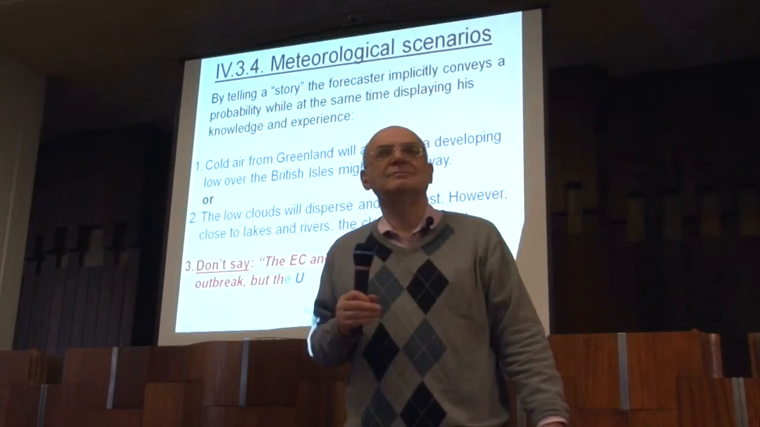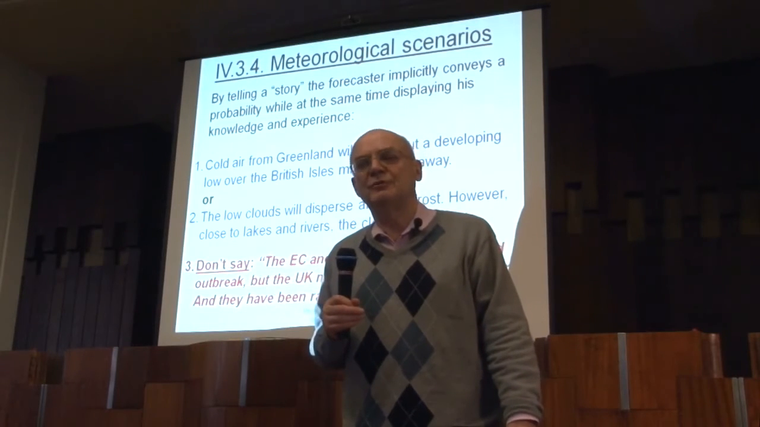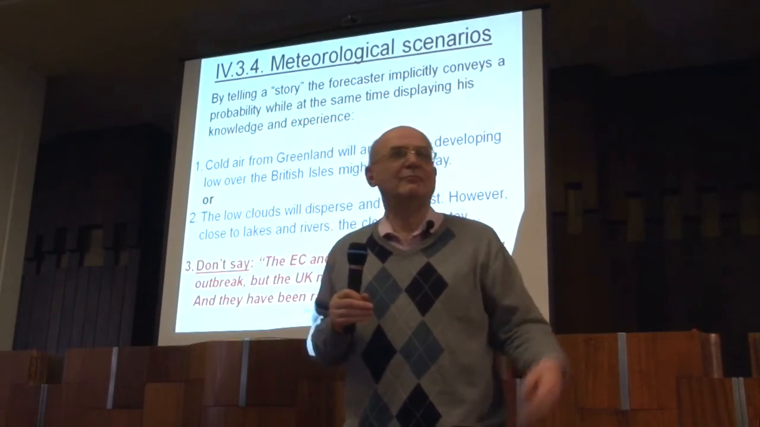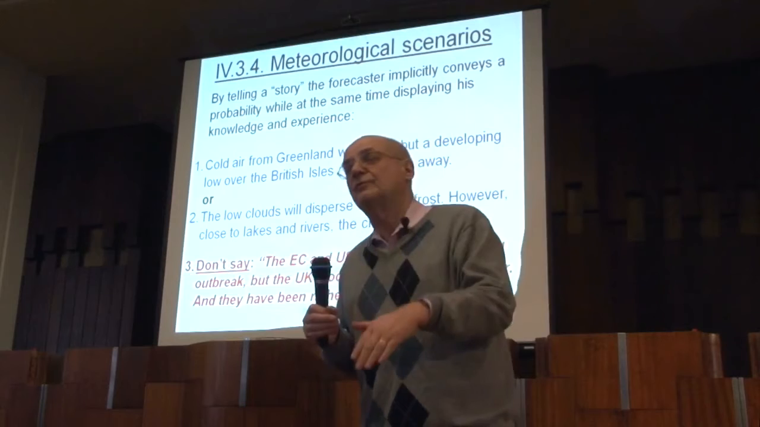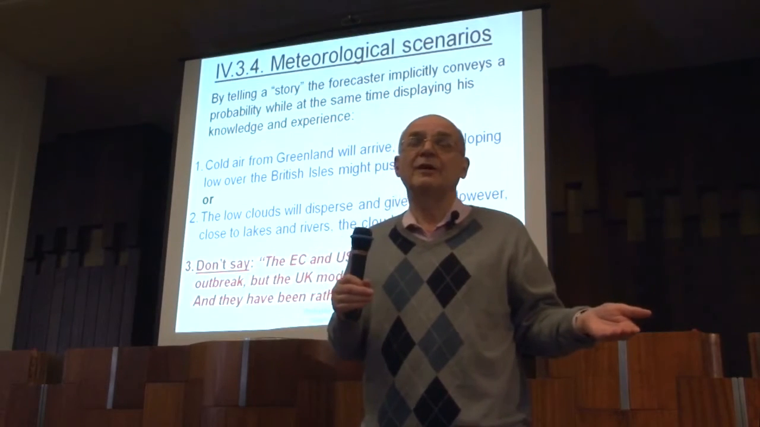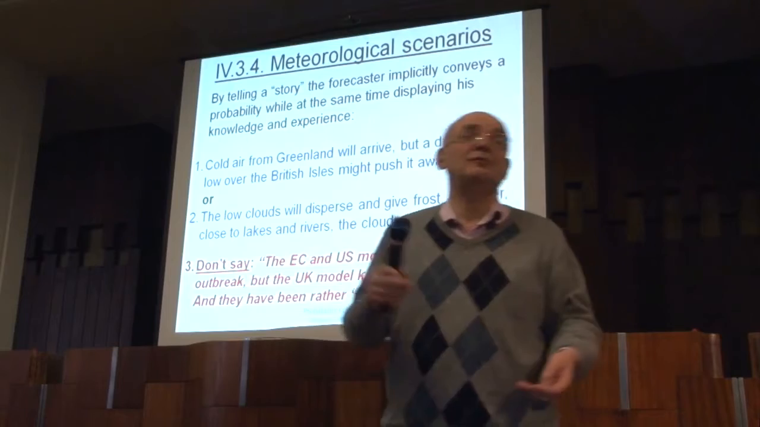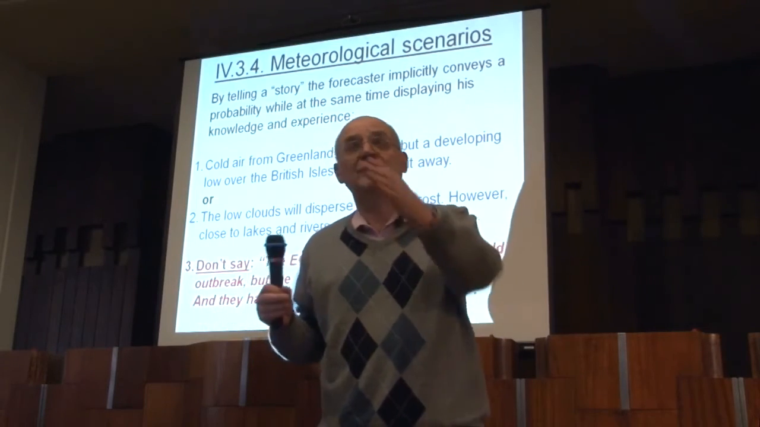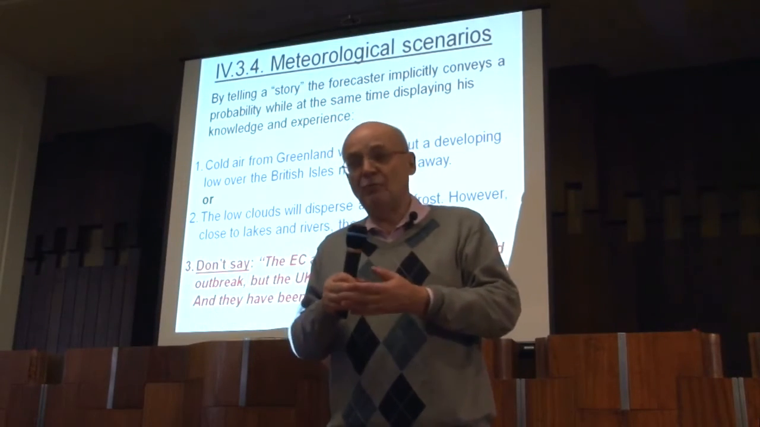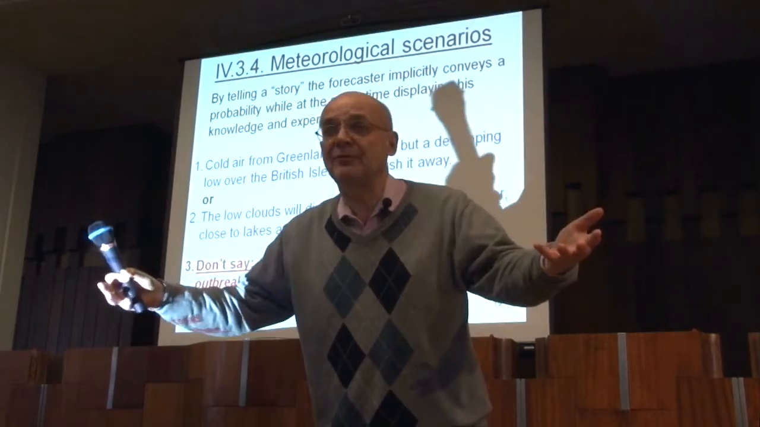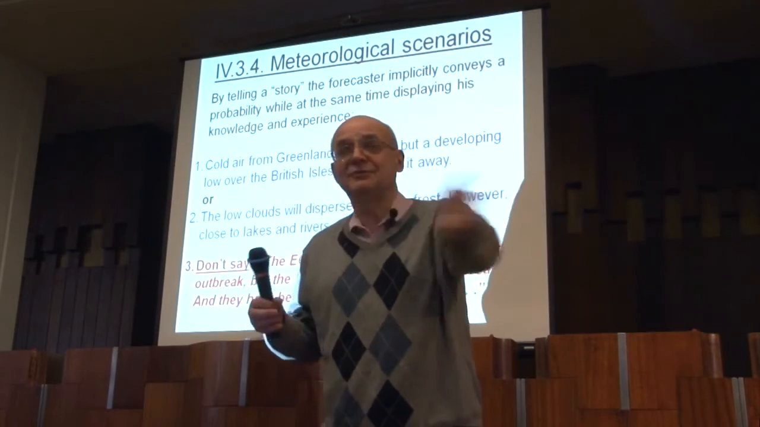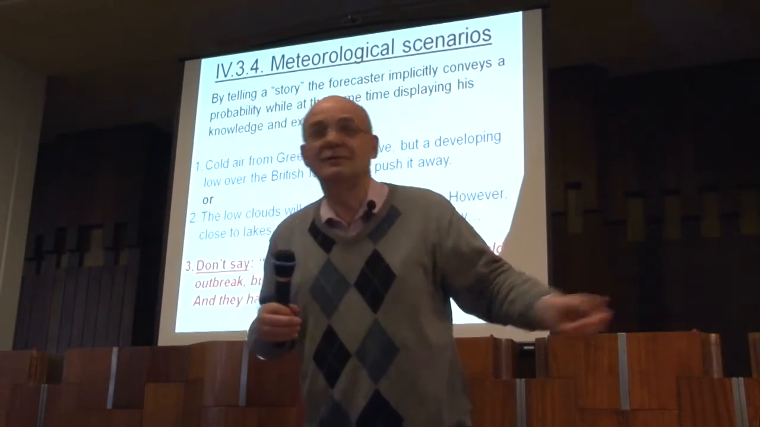But never blame the computer, neither before the forecast nor after the forecast. I have seen terrible examples. Well, we don't know the weather because the American model says cold weather, the European model warm, and the Met Office in between. Then you are more or less handing out the maps to the public: choose the one you want.